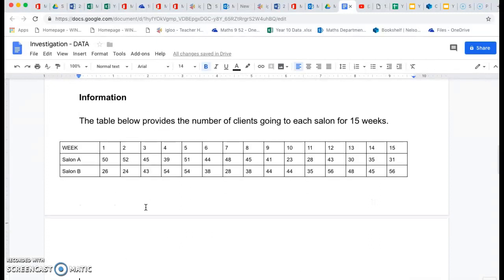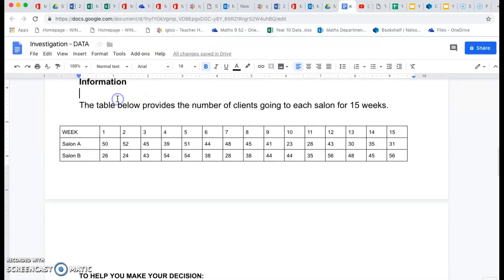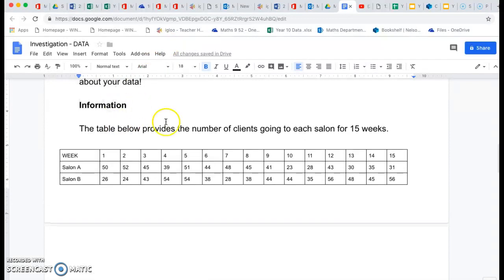So here's the information. The information we have so far is the table below, which provides the number of clients which goes to the salon. And it's a 15-week amount of data. So, for example, Salon A in week 1 had 50 people. Week 2, it had 52. If I look at Salon B in week 1, they had 26 people, and in week 2, 24. And it goes right through to 15.